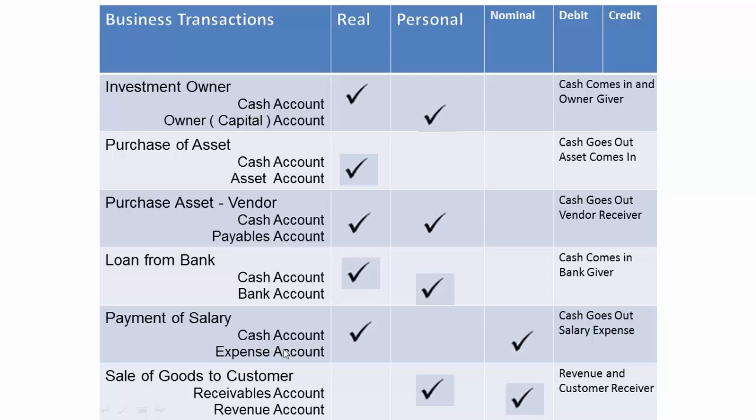Payment of salaries: in this case you have a real account, which is obviously the cash account going out, and then the expense, and all expenses are obviously nominal and debits, right? And sale of goods to a customer: a receivable account, obviously personal, the customer is a person, right? So receivable accounts, and then the nominal revenue account. So like that, if you carefully observe the debit and credit, consistently either real account or personal account or real and personal account, the combination of different accounts will be there, depending upon what type of business transaction you're working on.